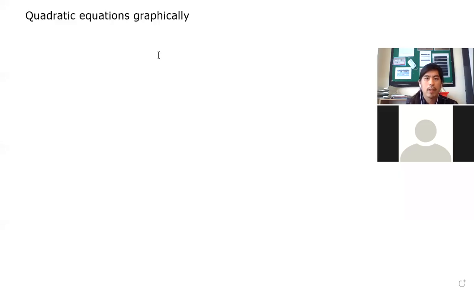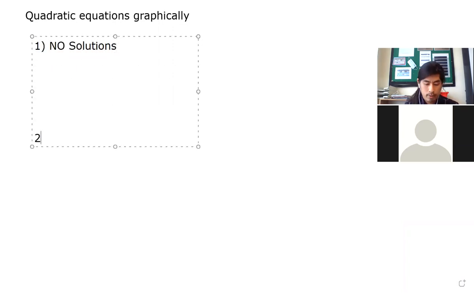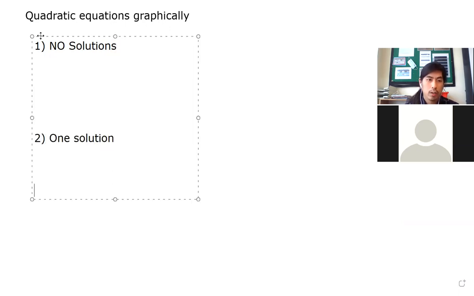Yes, I can. Okay. Now, there are three scenarios for a quadratic equation like this. The first case, no solutions. The second case, one solution. And the third case, two solutions.